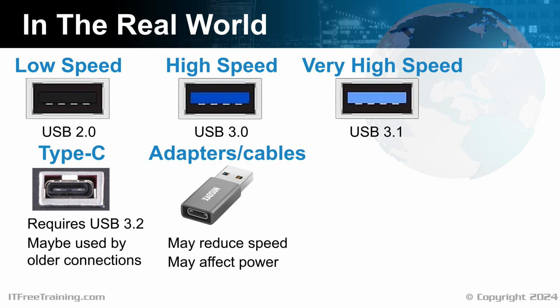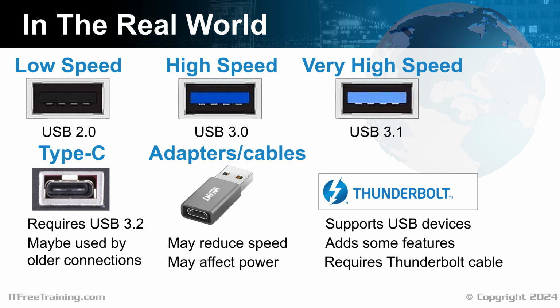If you use adapters, these may reduce the speed of the connection. Changing a Type-C to Type-A will remove one data lane. If you plug in a USB 2 adapter, your speed will be reduced to USB 2 since the USB 3 wires will no longer be connected. If you're using Thunderbolt, Thunderbolt supports USB devices. The main difference is that it adds some additional features not included in USB. To use Thunderbolt full features and speed, you need a Thunderbolt cable. A USB cable will work as well, but you may find that the speed will drop.